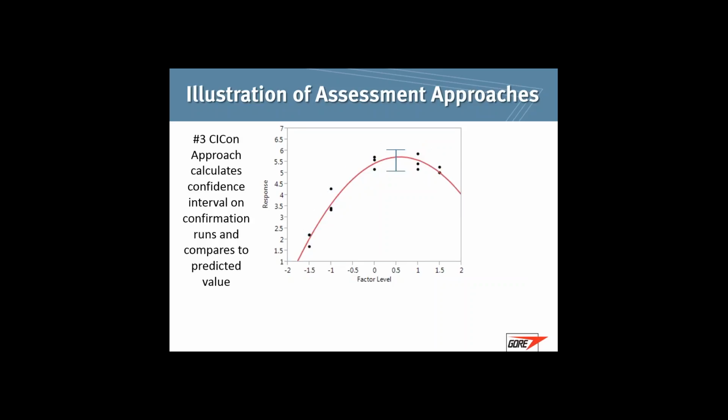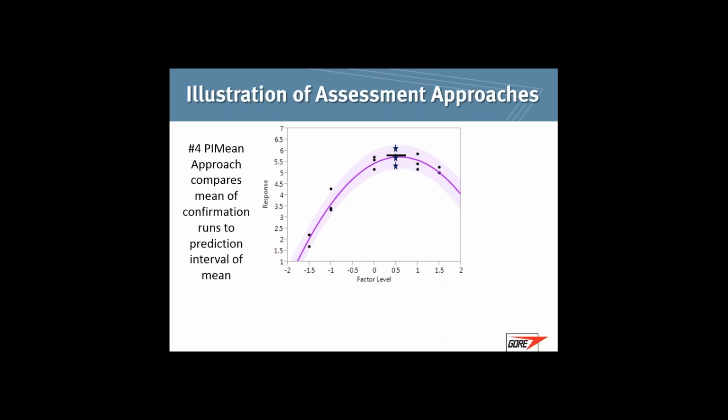The third approach that was recommended in the literature was to actually calculate a confidence interval on the confirmation runs themselves. So I'm not calculating any bands on the regression equation. Represented by the bars there is a confidence interval calculated using those 3 confirmation runs, and then I see if there's an overlap between that confidence interval and the red line, the model fit. If there was no overlap, then I would say that would be a failure of the confirmation. So those first 3 approaches are all approaches that have been recommended in the literature. The next 3 approaches I'm going to show you have not been suggested specifically in the literature.